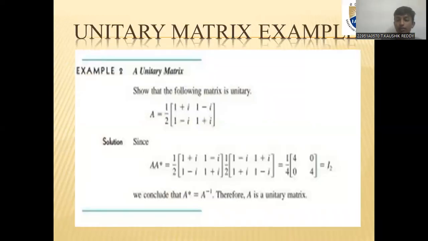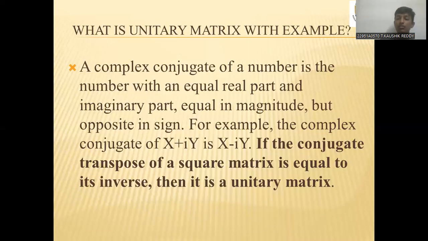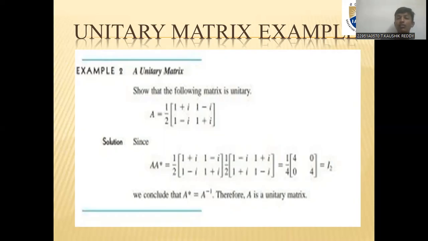So here is the unitary matrix example. Example 2. Show that the following matrix is unitary. A is equal to 1 by 2 times the square matrix 1 plus i, 1 minus i, 1 minus i, 1 plus i. So we know the definition of a unitary matrix: the conjugate transpose of a square matrix is equal to its inverse.